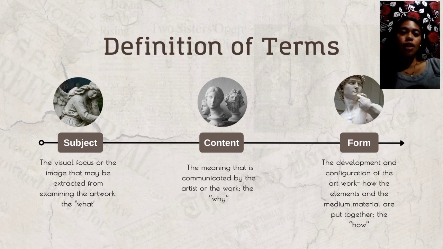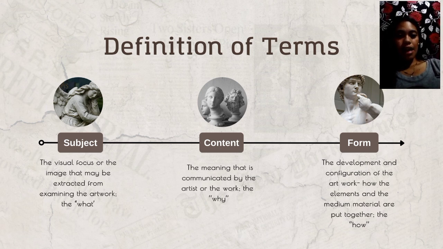So number 3, form. Form is the development and configuration of the artwork, how the elements and the medium or material are put together. The how. The form of a work of art is the how of its creation. It's the development and configuration of the artwork, how the artist uses elements and materials to bring their vision to life.